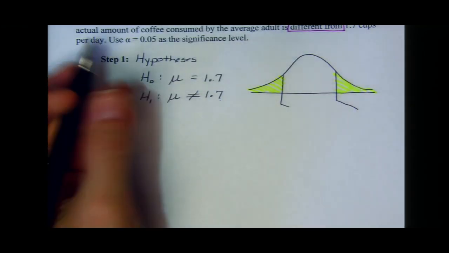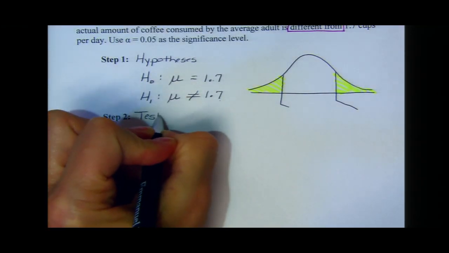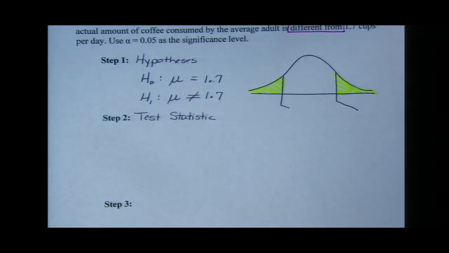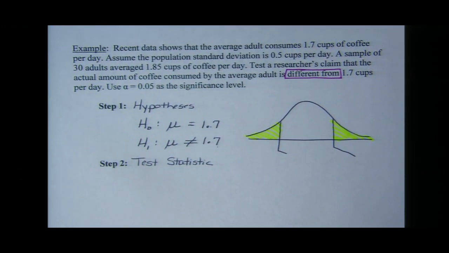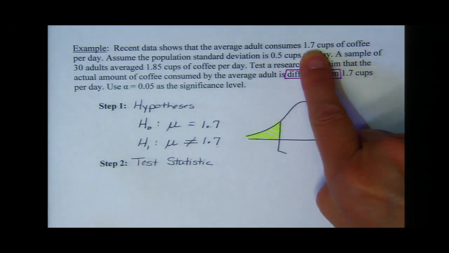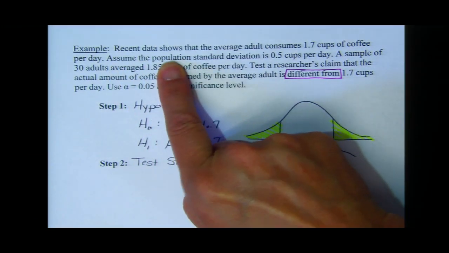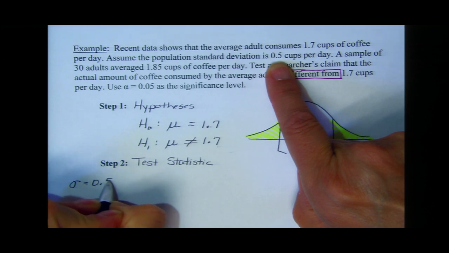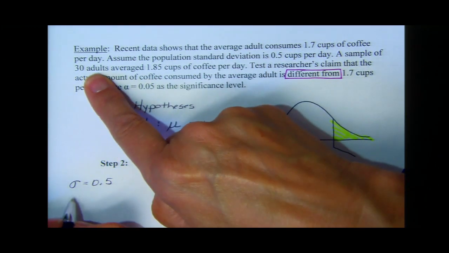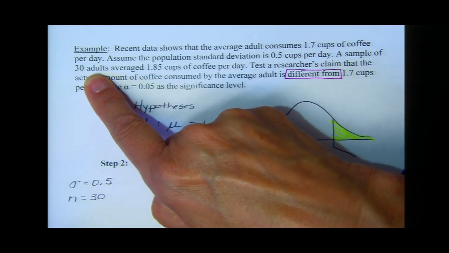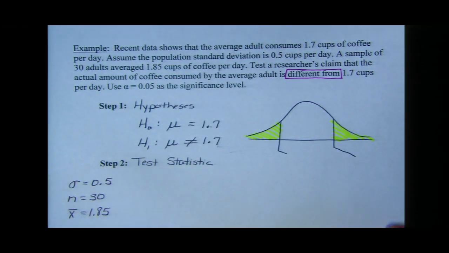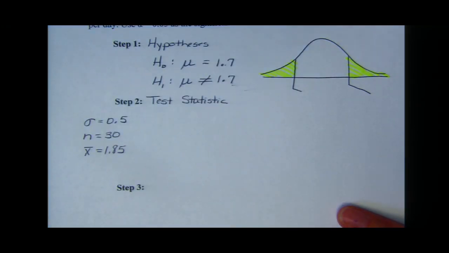Okay, step two is your test statistic. And I've got to figure out what type of value I'm calculating. So I'm going to write the rest of my information. We've got the 1.7, so it says assume the population standard deviation. So I know that sigma is 0.5. A sample of 30 adults, n equals 30, and those 30 adults averaged 1.85. So that's x bar. So there's the additional information.